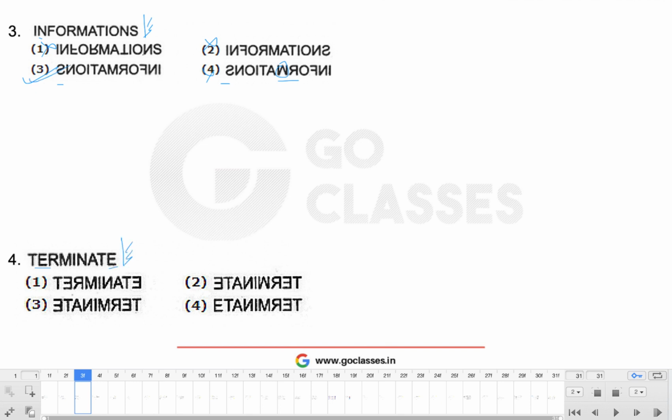Terminate. First of all, it will start from E. This is wrong. M is upside down. This is also wrong. In this option, this E is not mirrored. This is also wrong. C is the answer.